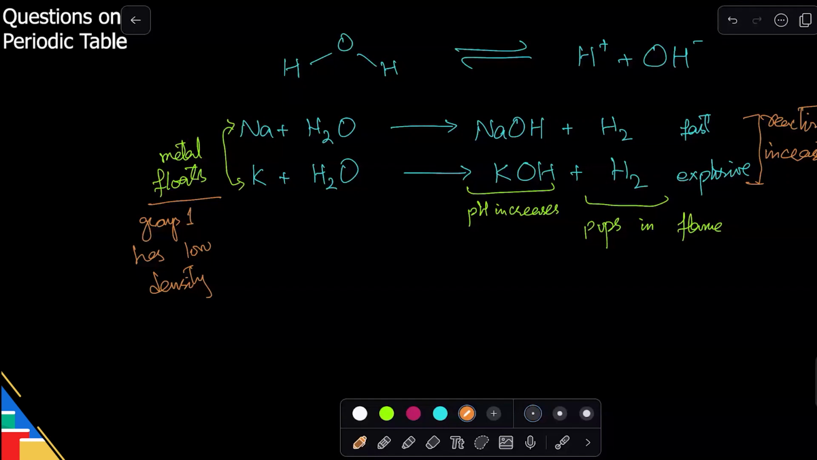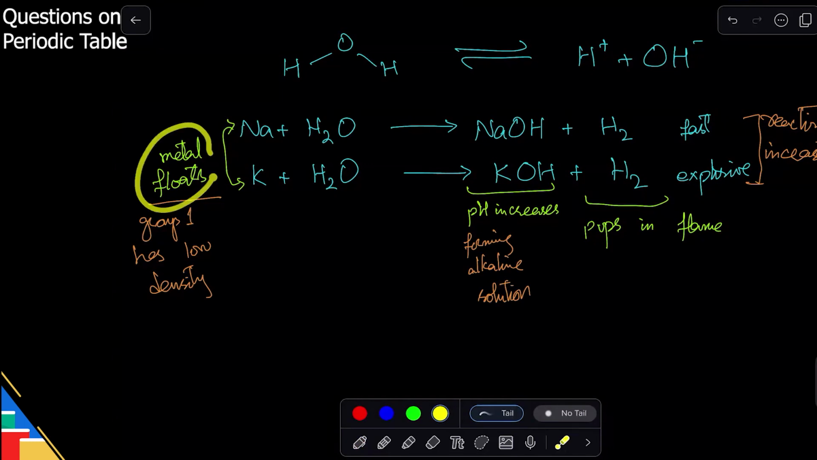And pH we'll discuss in acids and bases. It tells us that they form alkaline solution. So forming alkaline solution. So all of these things are telling us about group 1, that group 1 reactivity increases down the group because atoms become bigger, takes less energy to lose electron. They have low density, so metal will float on water, and they react with water to make alkaline solution. And that's the only part that was not in this particular worksheet.